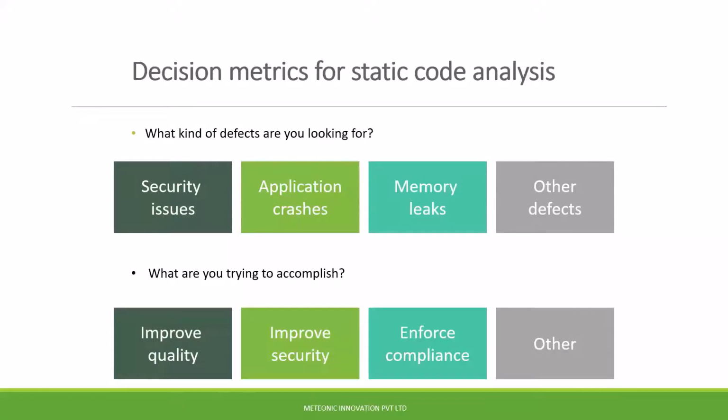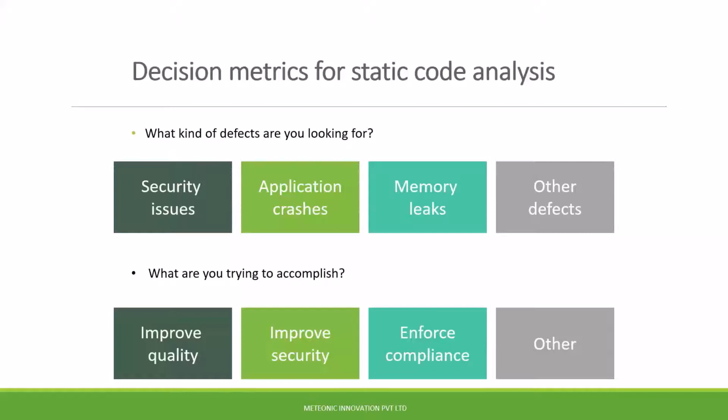This is a decision-making matrix for a static analysis tool. Whenever you want to choose a static analysis tool, there are 500-plus static analysis tools available in the market. When you want to select the best one, what defects are you looking to detect? Is it security issues? Application crashes? Memory leaks? Or do you need a tool to improve your quality? Do you need a tool to detect all security vulnerabilities? Or do you need a tool just to maintain your industry coding guidelines or your internal coding guidelines? These are decision-making criteria.